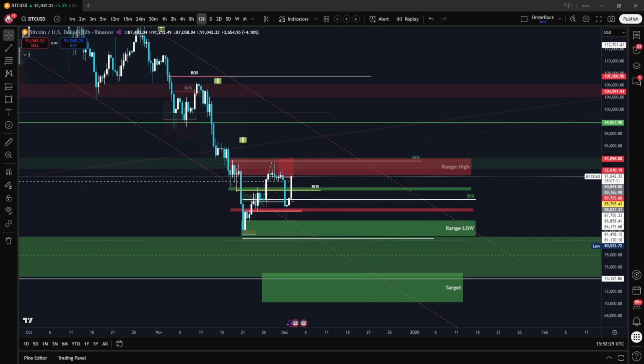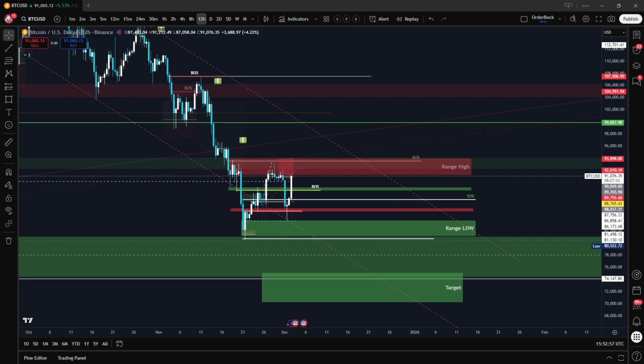But at this point, we also need to be aware of this. If we break this structure over here and we break up, we could be heading over to this section right over here, breaking this, knocking that guy out, and going over here to knock this guy out. So if we do break this range high, we will be running up.